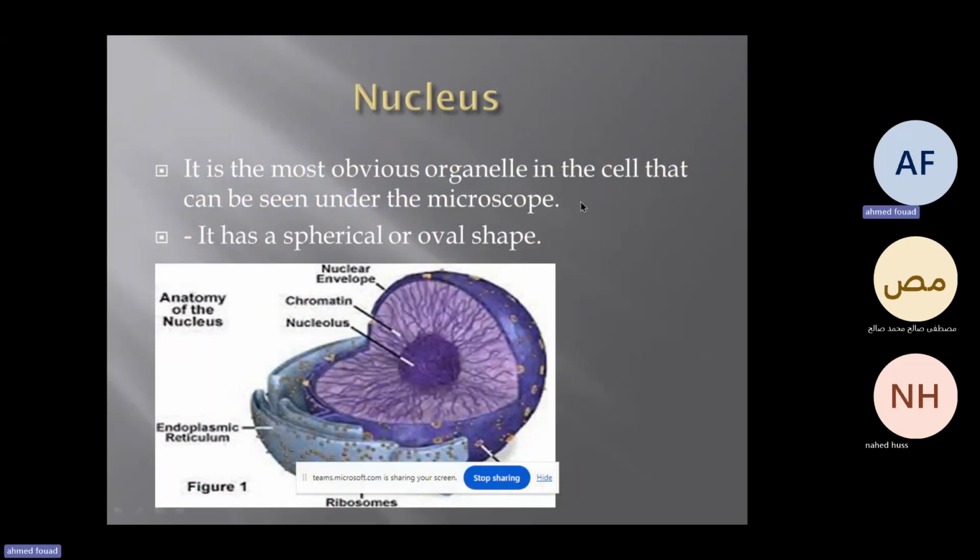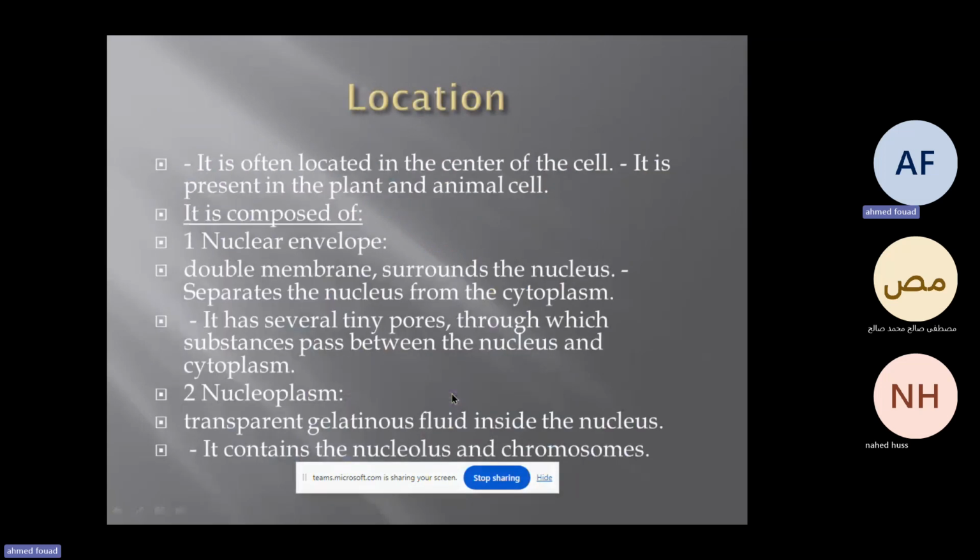So it has a spherical or oval shape. What is in the nucleus? The nucleus is located in the center of the cell, found in the animal and plant cells.